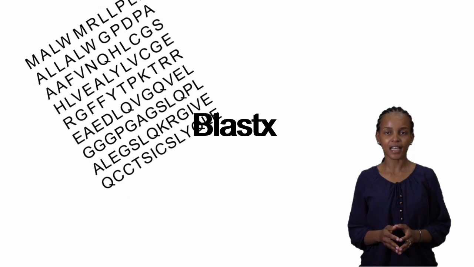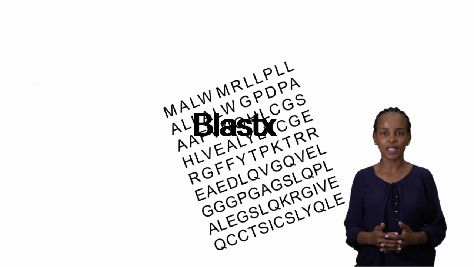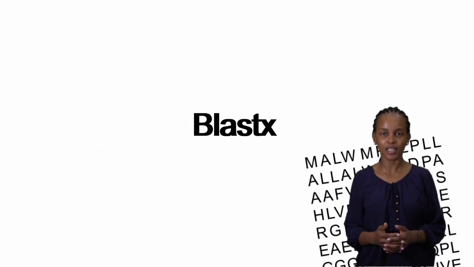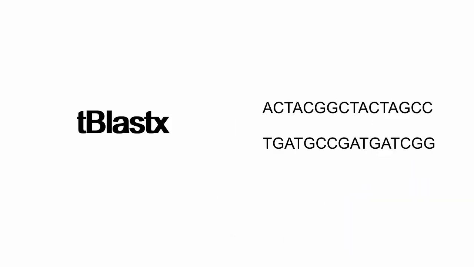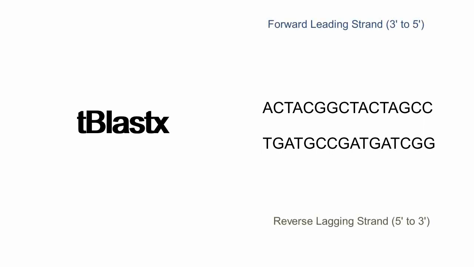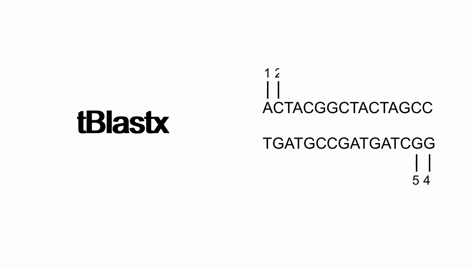BLAST X is another search type. This will translate products of a nucleotide sequence against a protein database. Related to this is T-BLAST X. This search helps to find distant nucleotide sequence relationships. It does this by translating an input nucleotide sequence at all 6 possible different reading frames. For those unfamiliar with molecular biology, this means all the different starting points for translation into proteins.